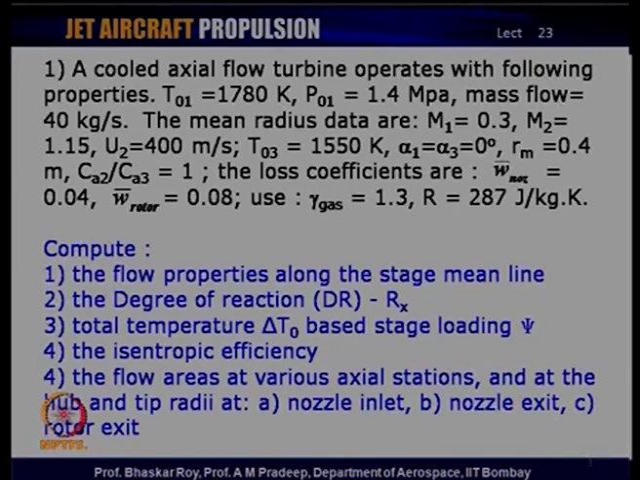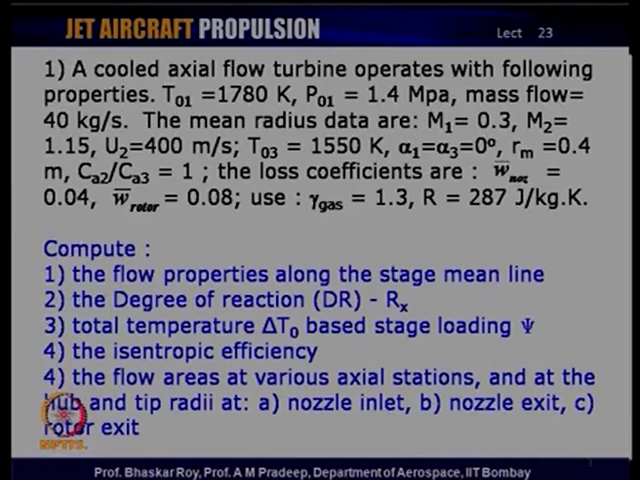The mean radius data, that means the mean is between the hub and the tip of a blade. So, the mean there is given as Mach number, the entry absolute Mach number is given as 0.3, the exit from the stator is given as 1.15, which means the flow has indeed gone a little supersonic at the exit of the stator, and the rotational speed at this mean radius is 400 meters per second.